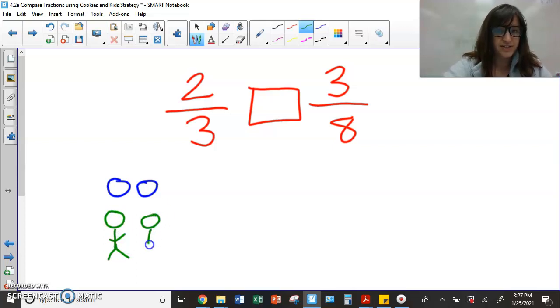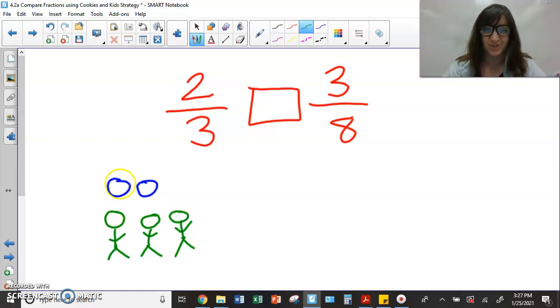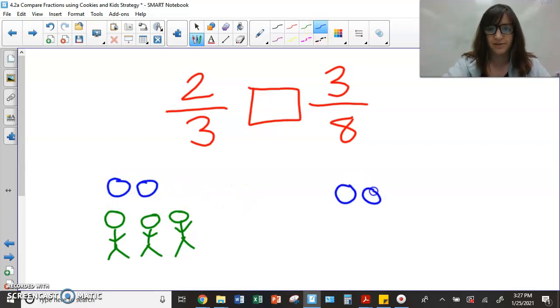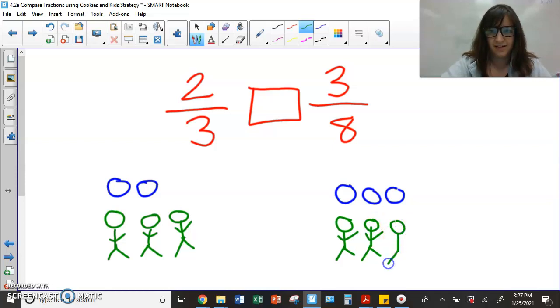Okay, I'm just drawing stick figures, so no matter how you are as an artist, you can draw those, and I just draw circles for my cookies. And then over here, I'm going to draw 3 cookies for my numerator, shared amongst 8 children. Okay, and this is how I'm showing my work.